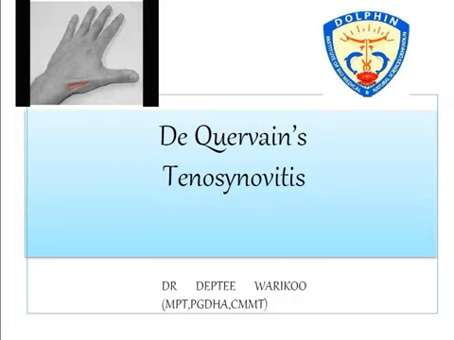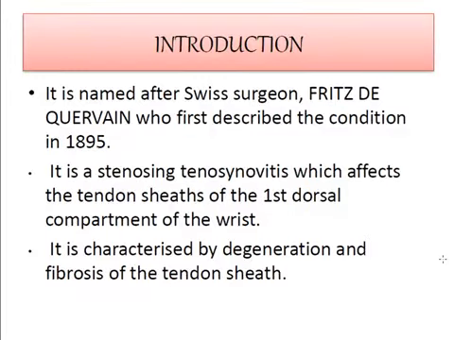Our today's topic is de Quervain's tenosynovitis. De Quervain's tenosynovitis is a painful inflammation of tendons on the side of the wrist and the base of the thumb. Let us start the topic. So first, let us have an introduction about the topic.